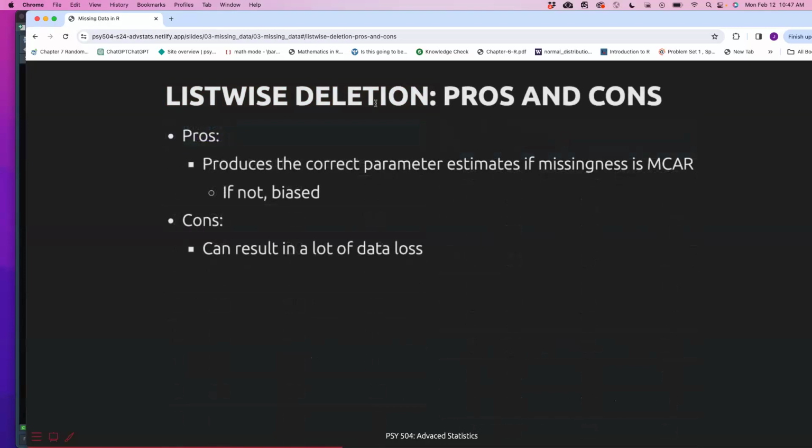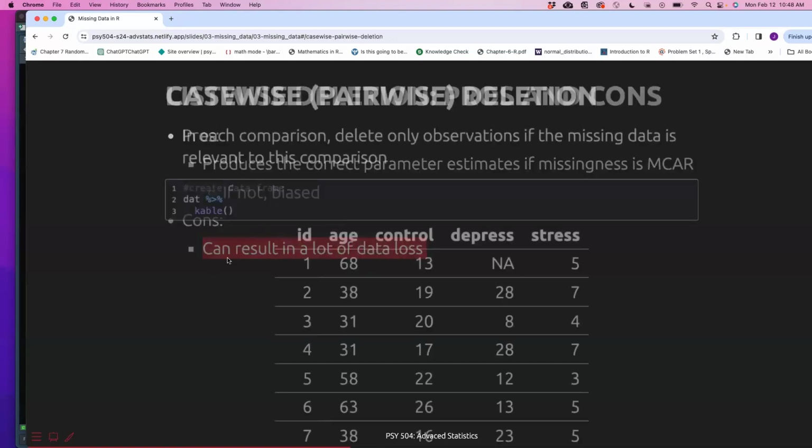There are some pros to using listwise deletion. If the mechanism is missing completely at random, then our estimates are non-biased, which is good, right? So it doesn't matter if we throw that out. But if we perform listwise deletion and there's MAR in our data, it's going to be biased. And unfortunately, we use listwise deletion way too frequently and without establishing a mechanism first, which could be problematic. So we really need to think about why the data is missing. A con of listwise deletion is that it results in lots of data loss. So we reduce power. We might take a data set that has 500 rows and condense that to 50 rows, right? So we're just throwing away lots and lots of data. So not the best technique.